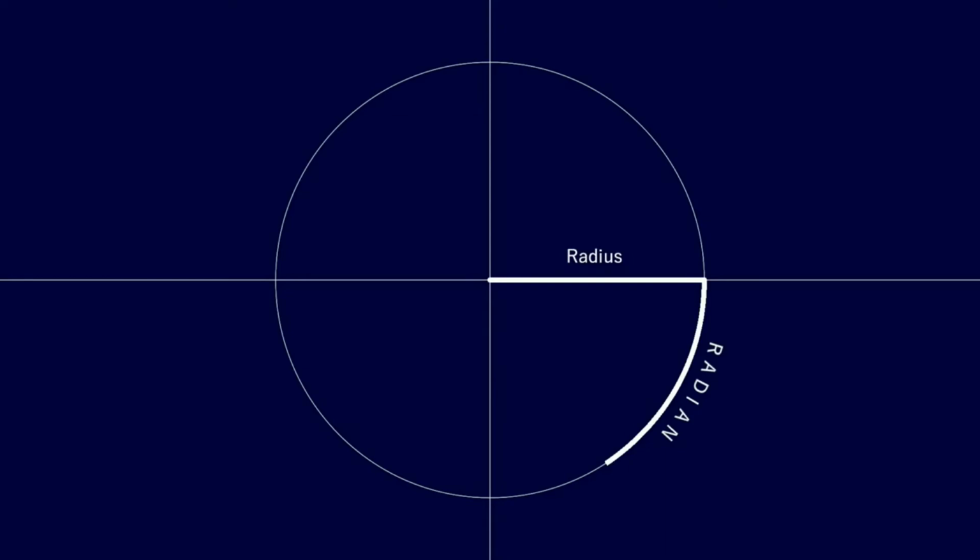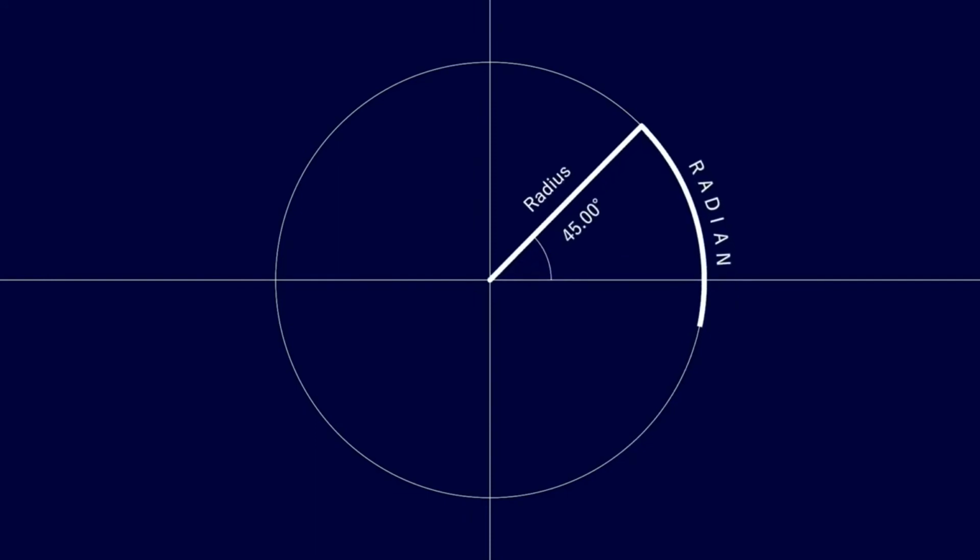Let's try an angle of 45 degrees. And this is the arc drawn by a 45-degree angle. If you divide the length of that 45-degree arc, the colored arc, by the length of the radian, the white arc, you get the size of the angle in radians. It's that simple. So a 45-degree angle makes for an angle of about 0.8 radians.